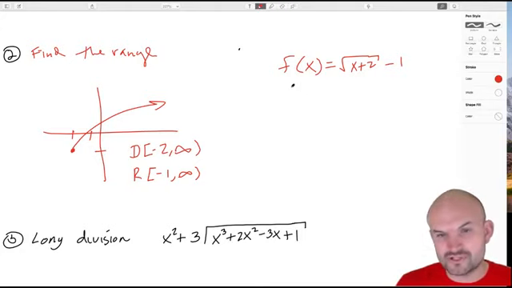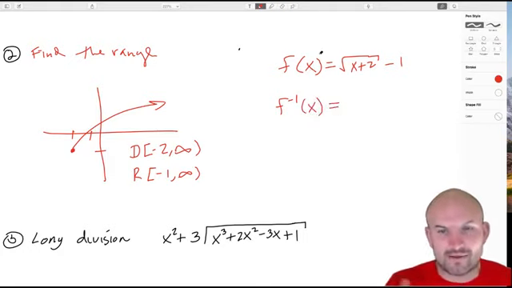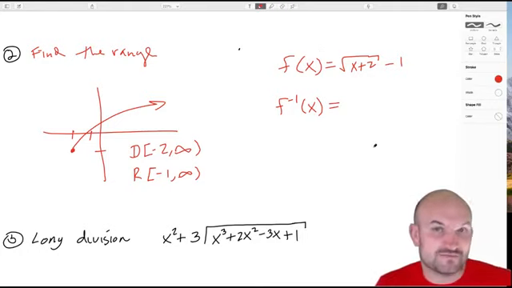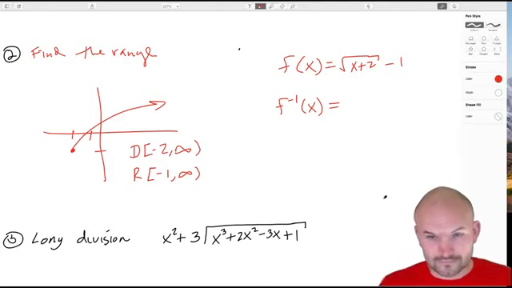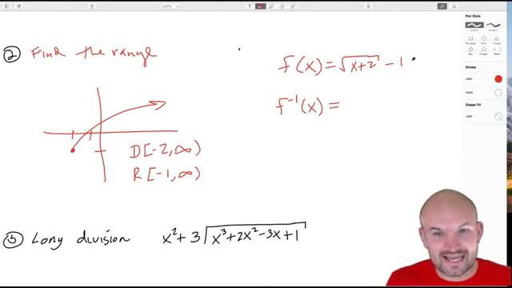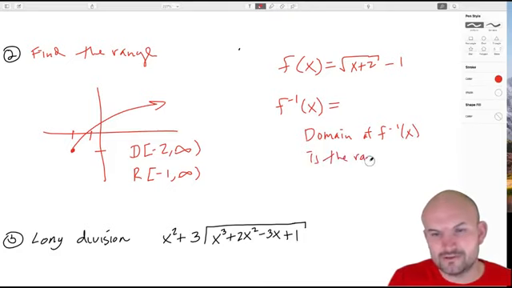So the only other portion I wanted to bring in is to go ahead and find f inverse of x, which I'm not going to do for this, but again, you could go through that process of replacing f of x with y, swapping the x and y, and solving. And then just remember, when you find f inverse of x, the domain of f inverse of x is the range of f of x.